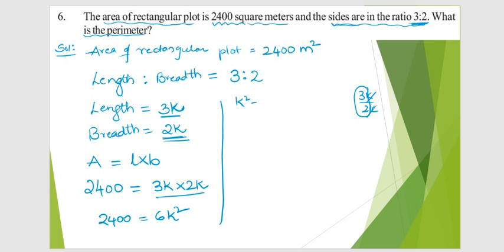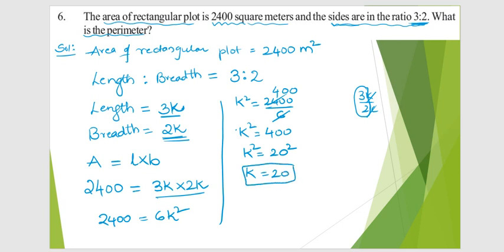In the 6 table, if I cancel, how can I write this? k square is equal to 2400 divided by 6. From this, k square is equal to, in the 6 table, 6 4s are 24 gone, so 2 zeros remain. So k square is equal to how much? 400. So from this, k square is equal to 400, which can be written as 20 square. On comparing, what do we get? k is equal to 20.